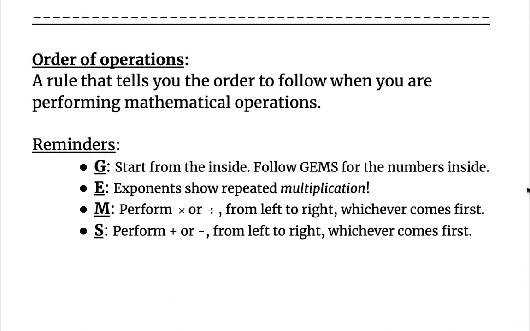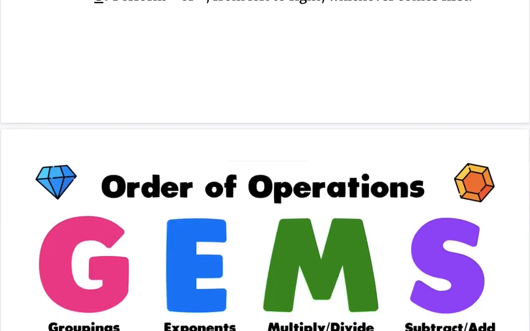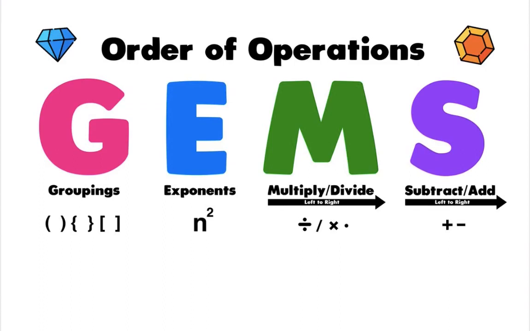So make sure you have this jotted down before we head on over to work on some examples. You might also want to put this into your notebook so that you have an easy way of remembering the order. Groupings first, then exponents, then multiplication or division, whichever comes first, left to right, and then lastly subtraction or addition, whichever comes first, left to right.